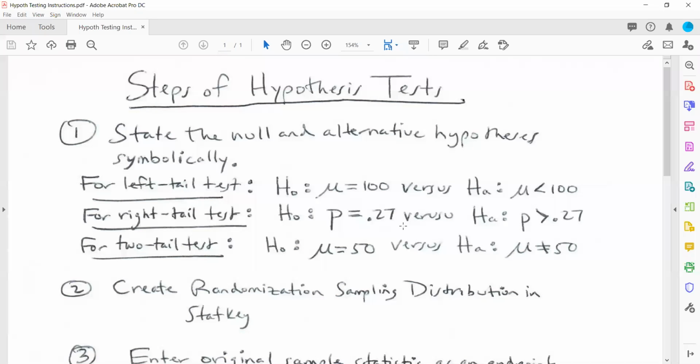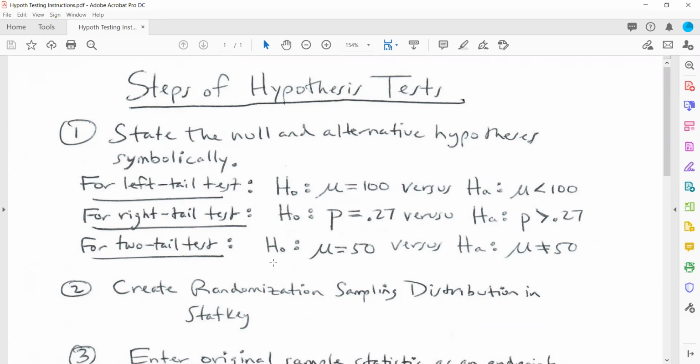The third type of test, again using mu as an example: mu is equal to 50 is our null hypothesis, versus mu is not equal to 50 as the alternative hypothesis. That's called a two-tailed test.